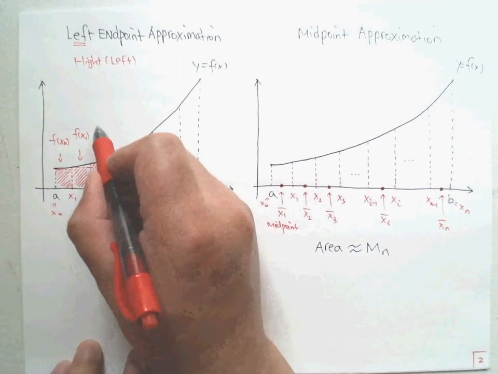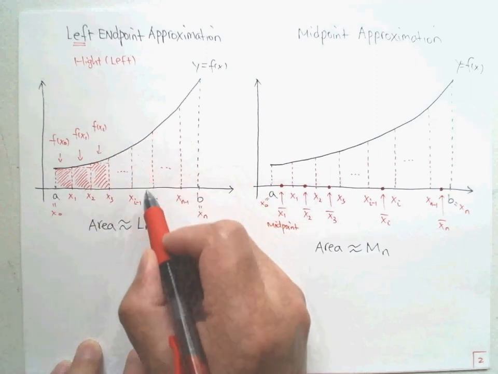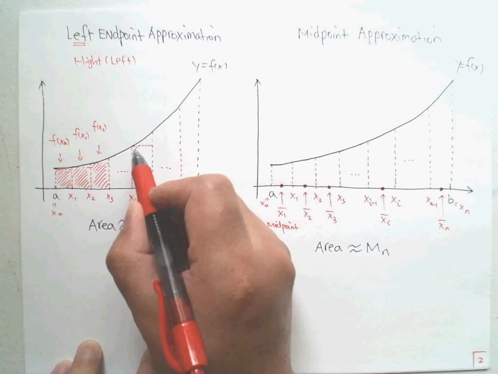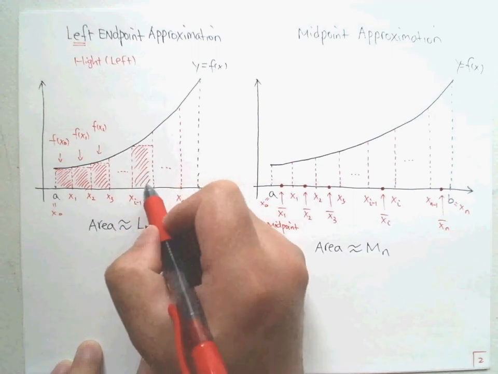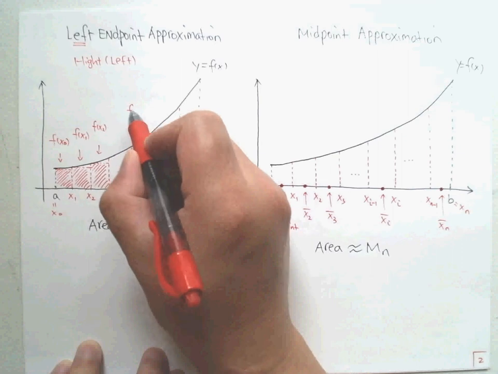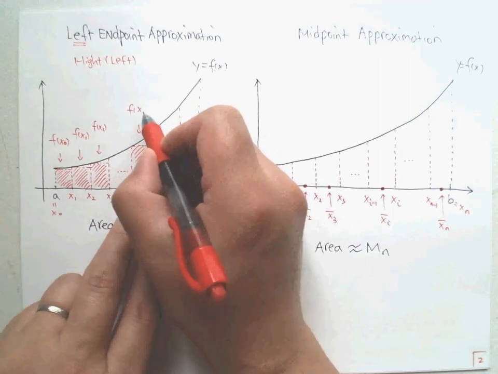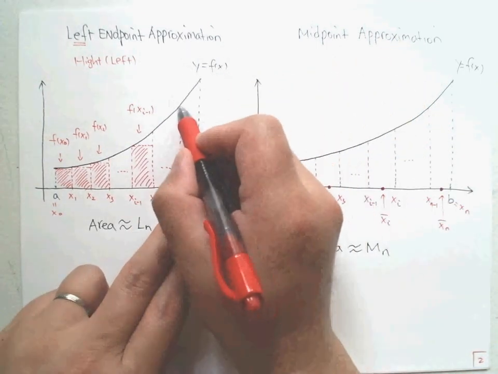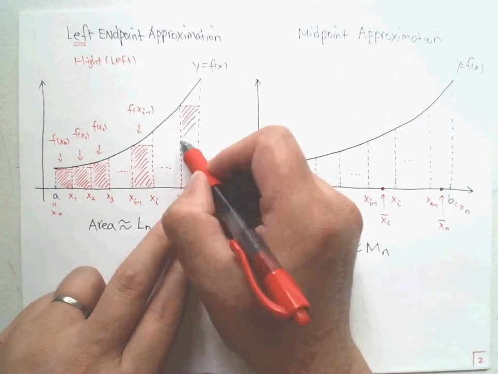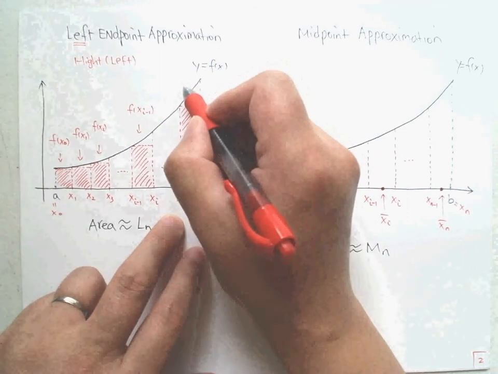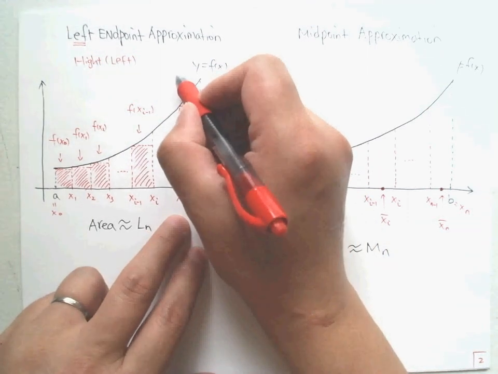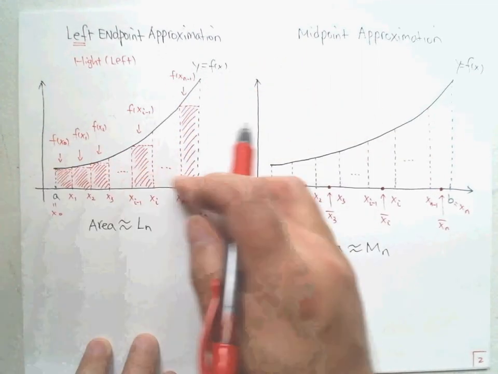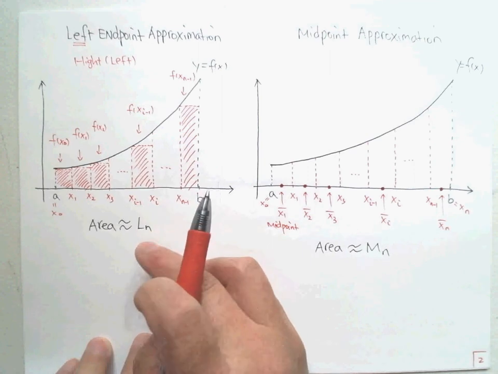So this should be f at x2. I ignore the other ones up to the ith. The height here is f at the left endpoint, x(i minus 1), not f at xi. Going to the last, the height is f at x(n minus 1). So we have all of them, and then we formulate what Ln is.